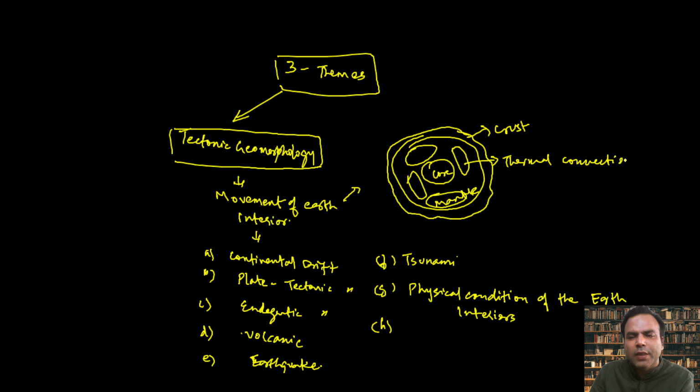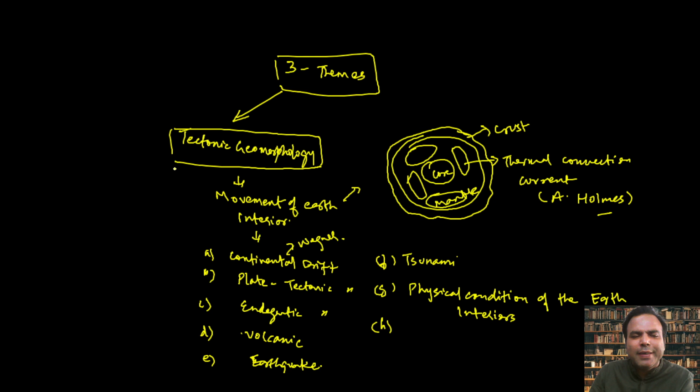You can understand certain concepts like thermal convection currents given by Arthur Holmes, isn't it? And this is powering the continental drift given by Wegener. It can also explain the seafloor spreading, which is the scientific evidence for the plate tectonic movements.